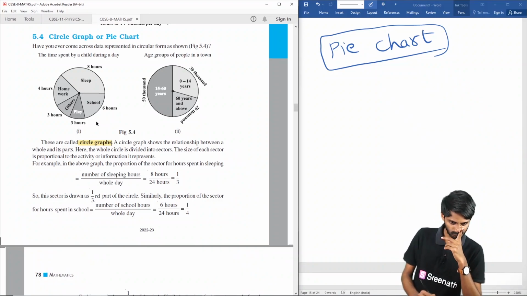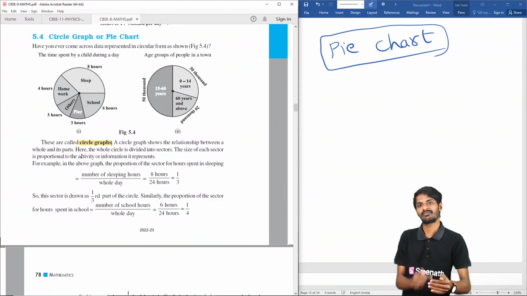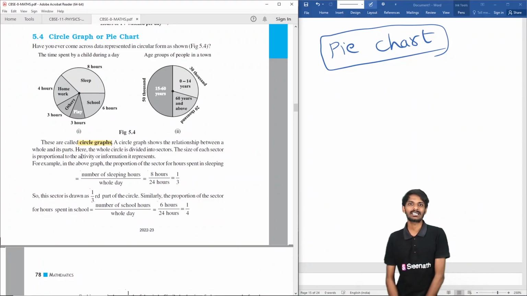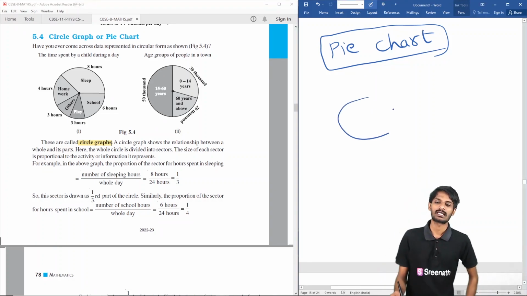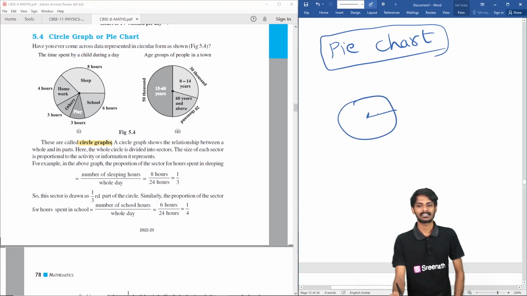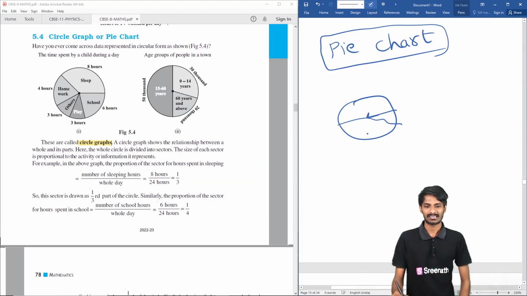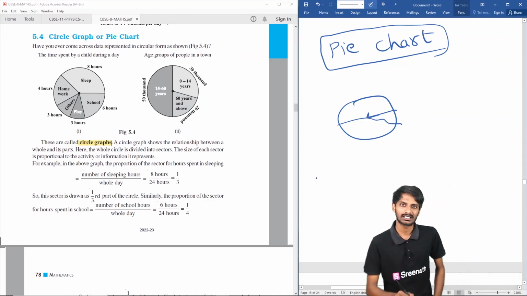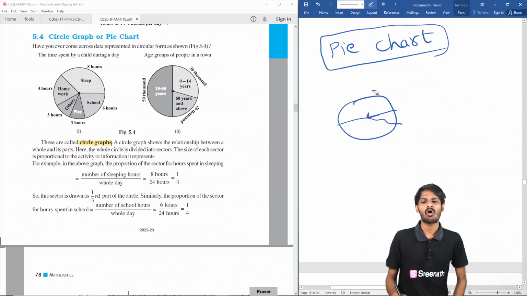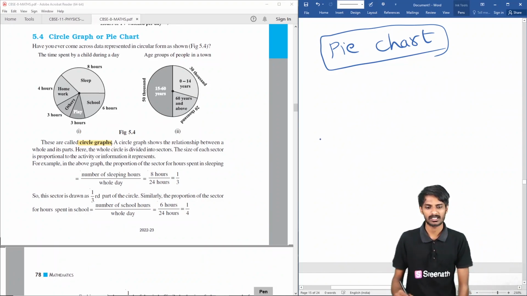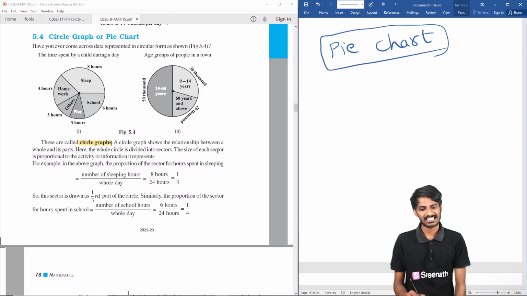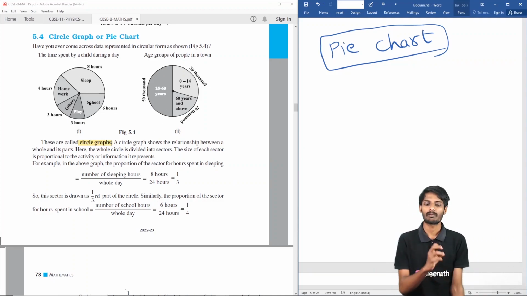You see here, the whole circle is divided into some parts, some sectors. We have discussed the circle, its center, radius, diameter, the sector and the segments, arc length, length of the chord, all these related things. The size of each sector shows the relationship between the part, which means the sector, and the whole circle.